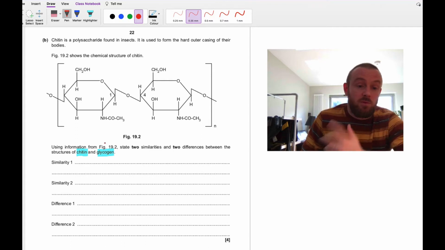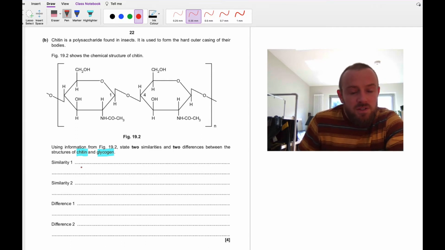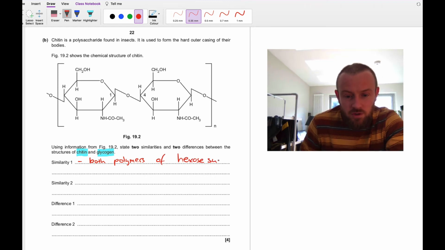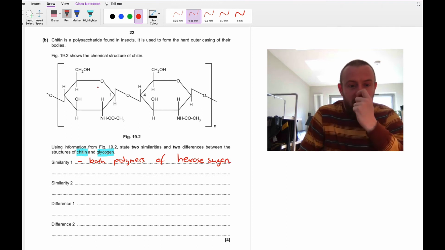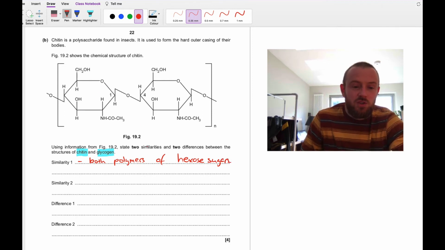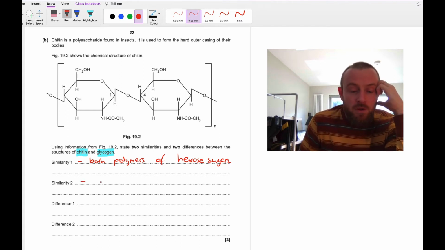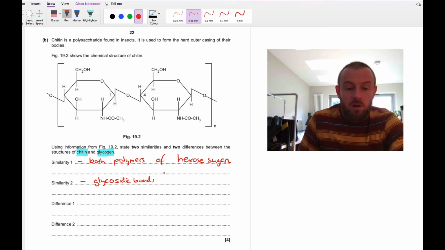Okay, so what are the similarities? Well, there's actually a few similarities. First of all, similarity 1, we could say that they're both polymers. That would probably get us a mark. Or even better, both polymers of hexose sugars. Okay, this is a hexose: 1, 2, 3, 4, 5, 6. Hexose sugars. Similarity 2, they both contain glycosidic bonds, or they're both linked with glycosidic bonds. And in fact, it is a 1,4 glycosidic bond.